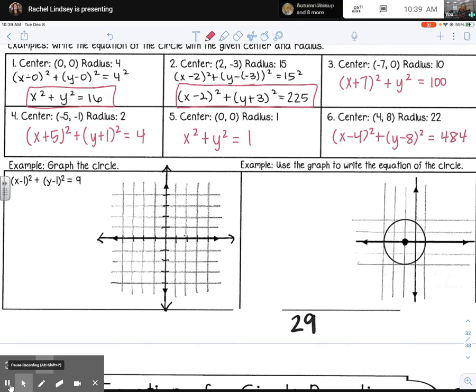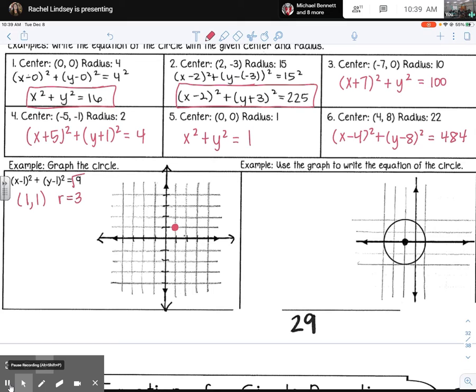Okay, so on this one, when you want to graph it, first you have to find its center, then you need to find the radius. What would the center of this be? 1, 1. So I'm just going to graph 1, 1. And then what would my radius be? What's the square root of 9? 3. So my radius is 3.